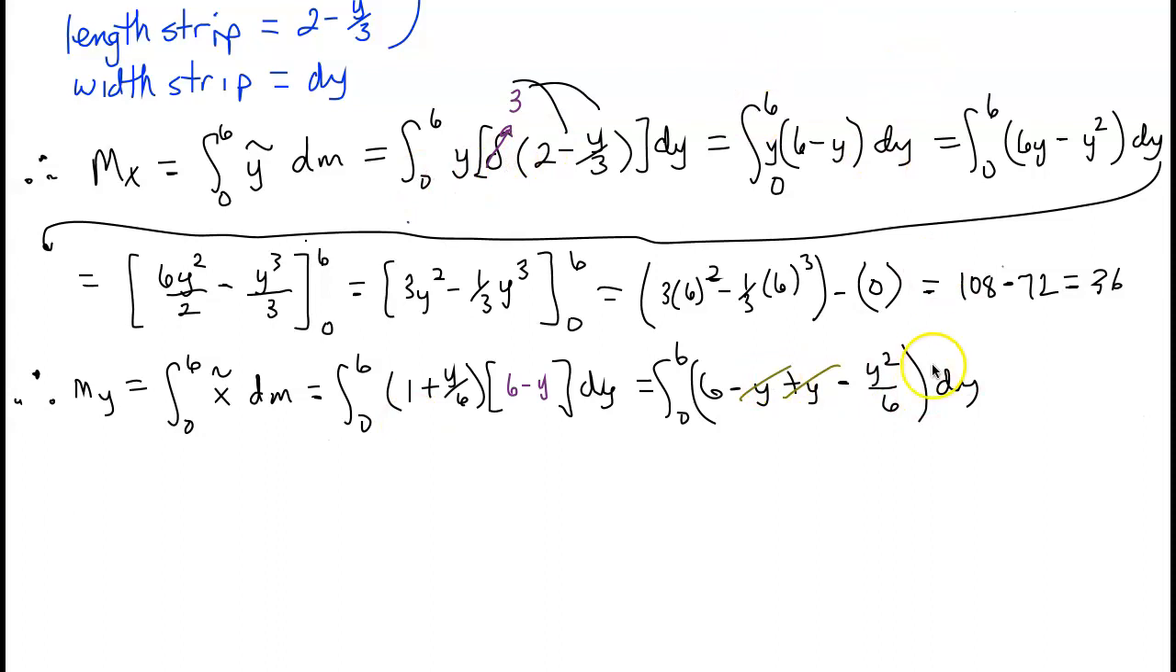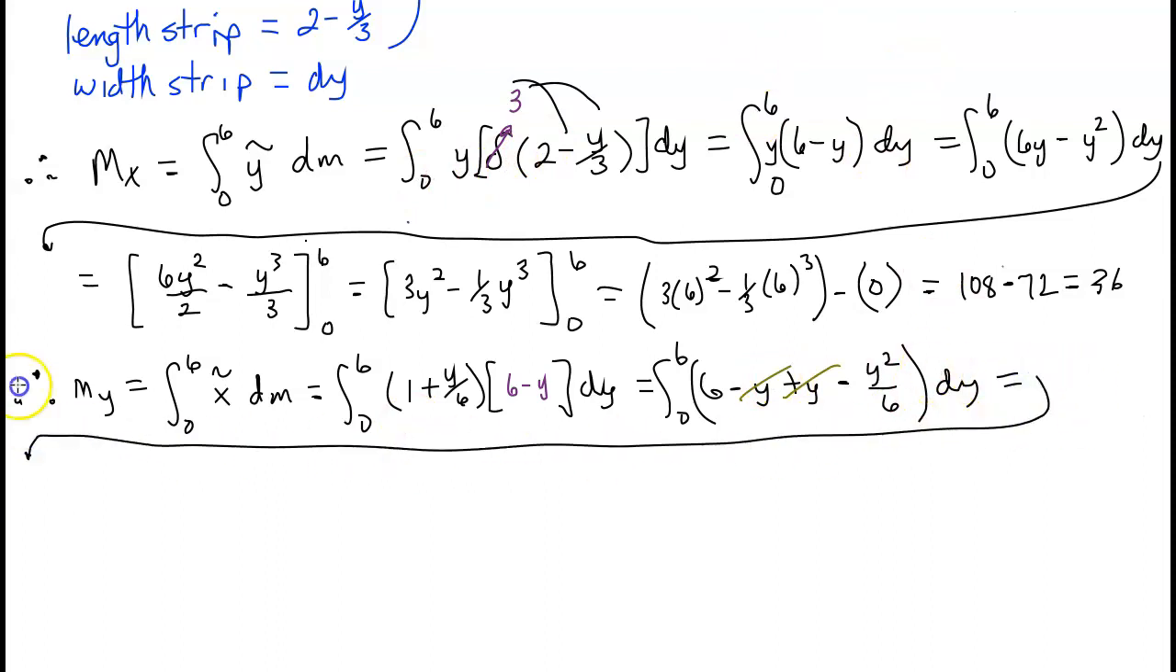All right, so from here, let's go ahead and drag this over. And we'll see from here that the antiderivative of 6 will just be 6y. And we'll do the minus 1/6 here. The antiderivative of y squared is just y cubed over 3. And that'll be evaluated from 0 to 6.